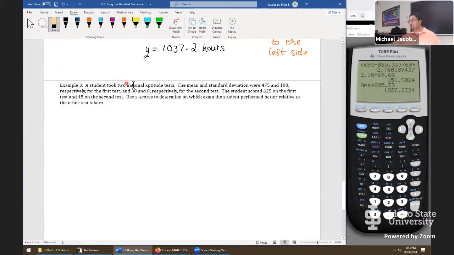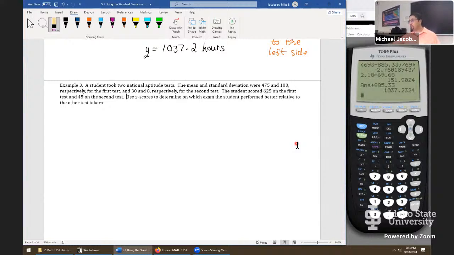It says a student took 2 national aptitude tests. Mean and standard deviation were 475 and 100, respectively, for the first test, 30 and 8, respectively, for the second test. That's just 2 sentences in, but that's a fantastic amount of information to organize. They tell us next, the student scored 625 points on the first test, 45 points on the second test. You can imagine this is like an SAT exam versus an ACT exam. Seems like it's about right.